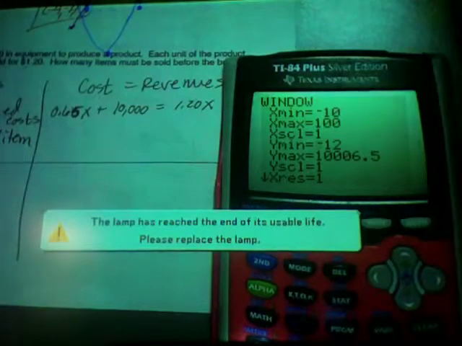Could we have a negative dollar amount? Well, technically, if we sell no items, we have a loss, don't we? All right, so we'll go with negative $10,000. And our maximum, we'll go with 20,000. Let's just see what that does.